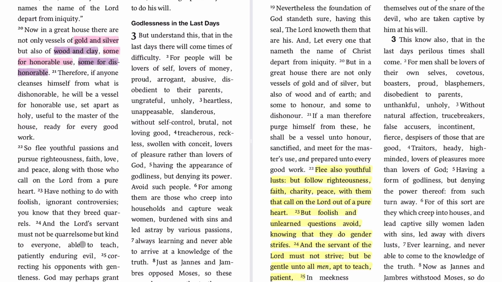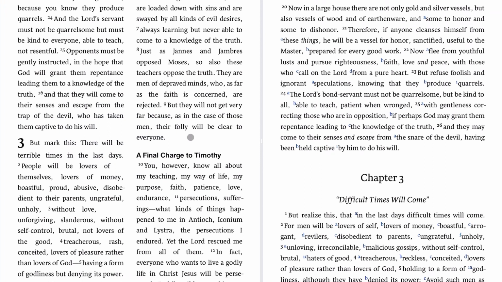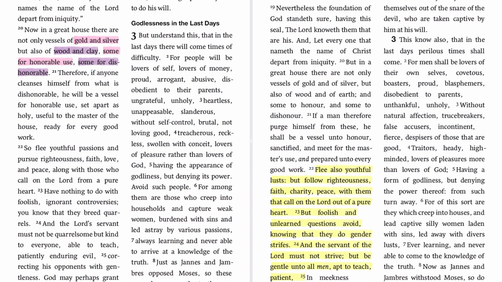But I noticed that other translations didn't put it that way. They said able to teach. And let's go over to the NIV, which is on the left. They said the same thing, able to teach. The New American Standard Bible on the right says the same thing, able to teach. And they give a cross-reference, 1 Timothy 3:2, which is another passage which says precisely the same thing. So back over to the King James Version.